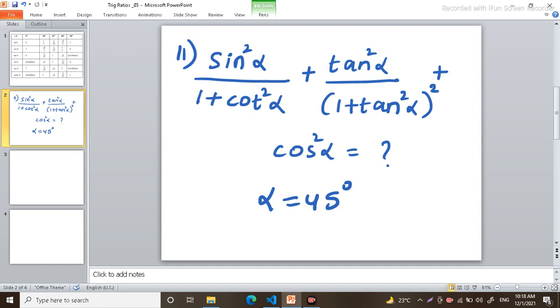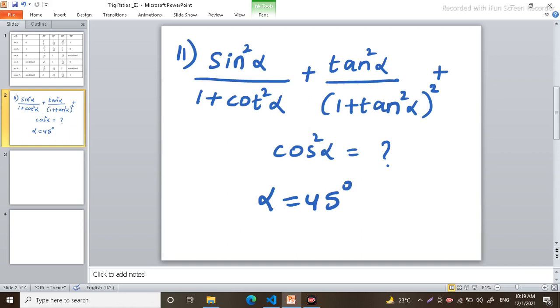Here the 11th question is sin square alpha by 1 plus cot square alpha plus tan square alpha by 1 plus tan square alpha whole square plus cos square alpha is equals to. Here we'll go according to the substitution method. We'll go according to the options. Usually the options will be 0, 1, minus 1, minus 2. Whenever you see that, and whenever there are trigonometric ratios in the question, please go to the substitution method.